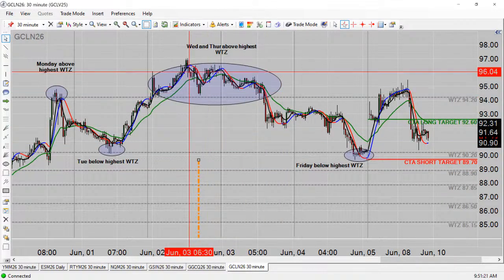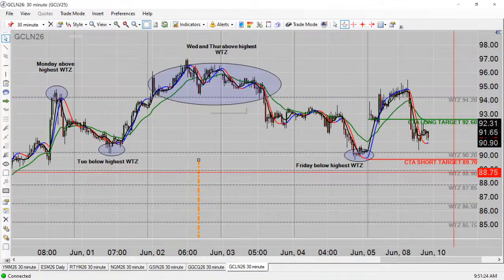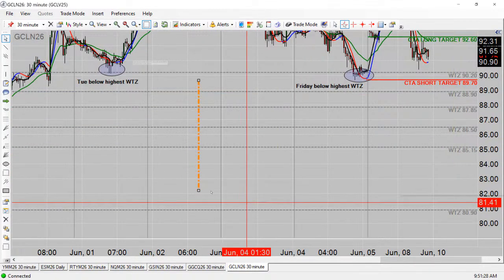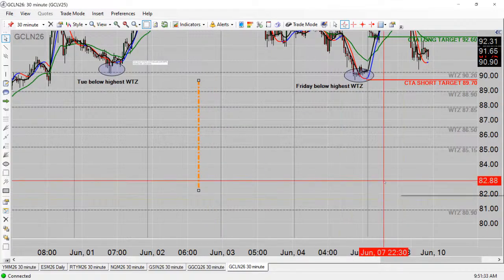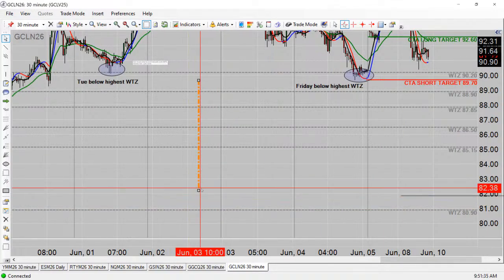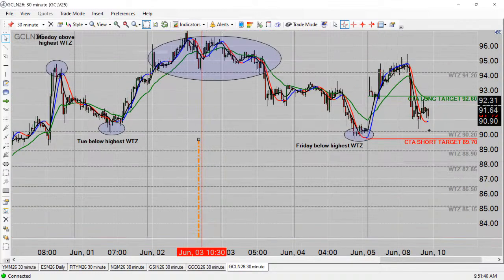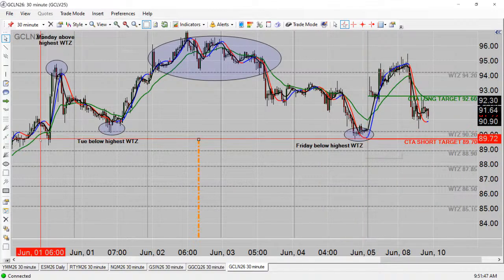same distance from the top of the head to the neckline. If that were to happen, that would put crude back around 82 bucks, 83 bucks, somewhere in this area right here. Again, it's the neckline's right there, from this low to this low.